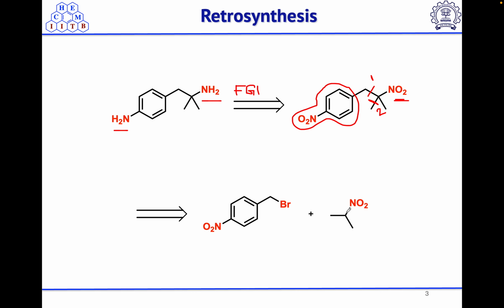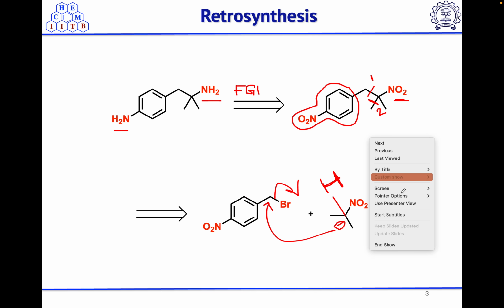So this is an isopropyl nitro group. It has one proton, so we can easily abstract the proton from this nitro compound, and this will become a nucleophile, and it can undergo a nucleophilic substitution reaction. Yeah, so it will give this product.